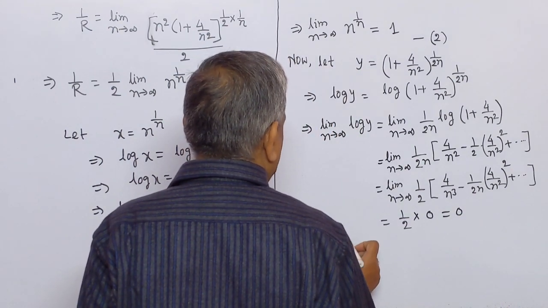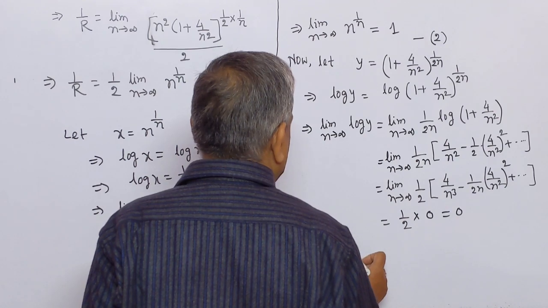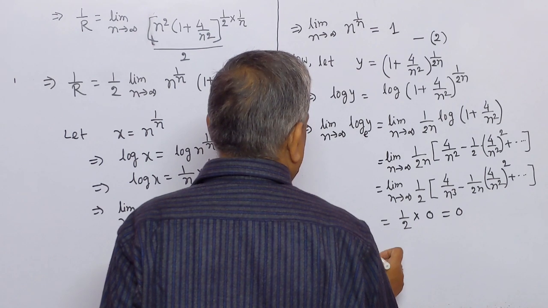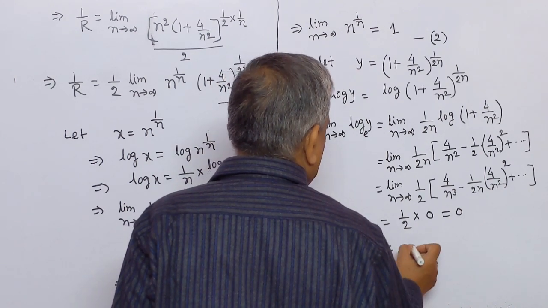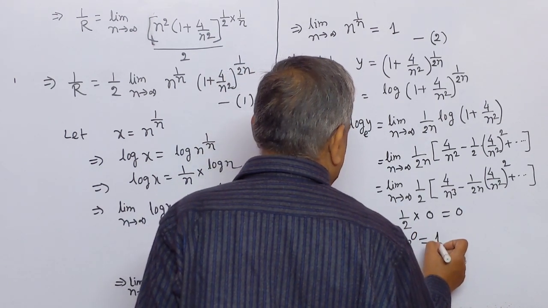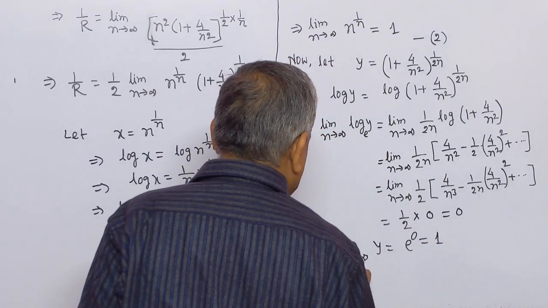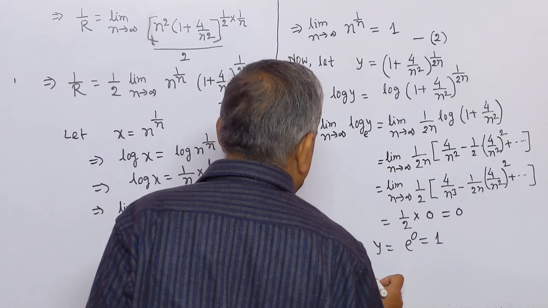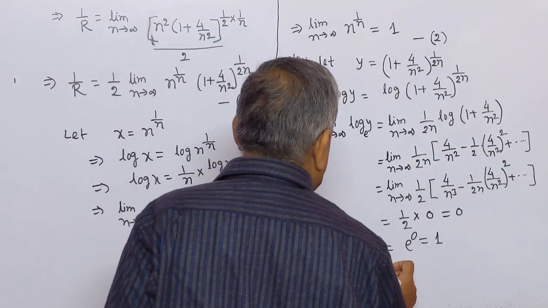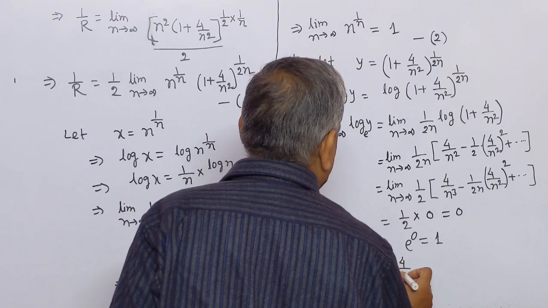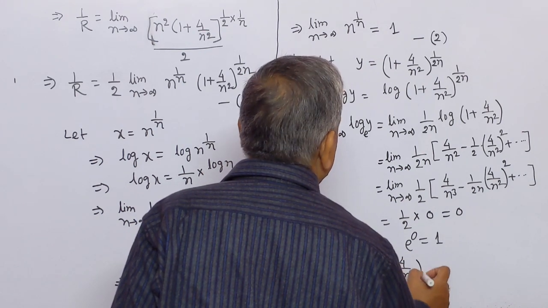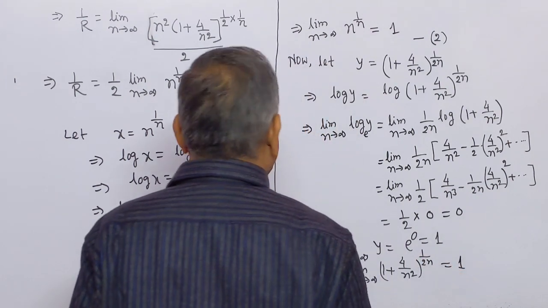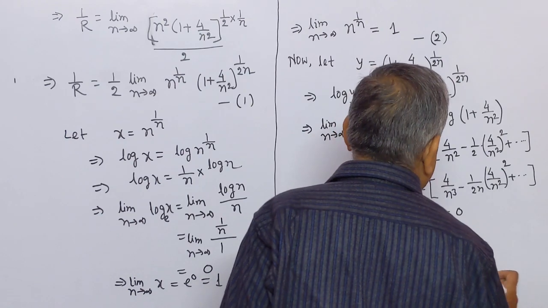Implies that limit n tends to infinity. Here base is e. Here y equal to e to the power 0. This is 1. Implies that limit n tends to infinity y means (1 plus 4 by n square) to the power 1 by 2n and this is equal to 1. This is number 3.